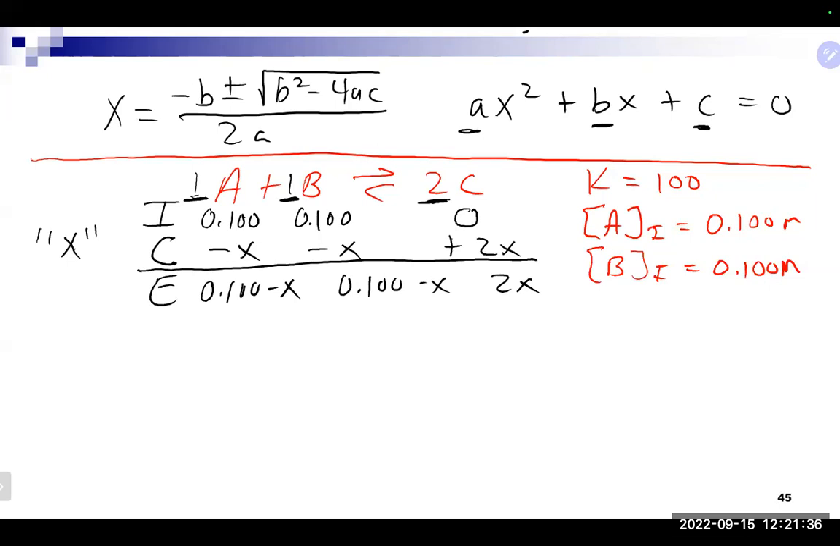Any questions on the ice table there? I got a bunch of x's. I kind of need to figure out what x is. So the way that I do this is we're going to use the equilibrium expression to help us do that.